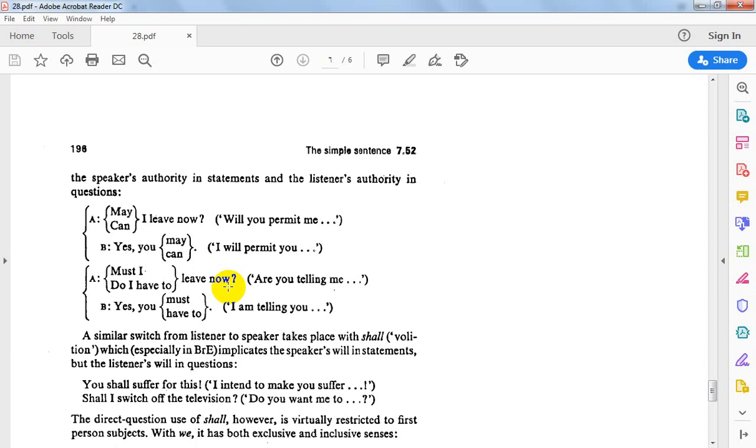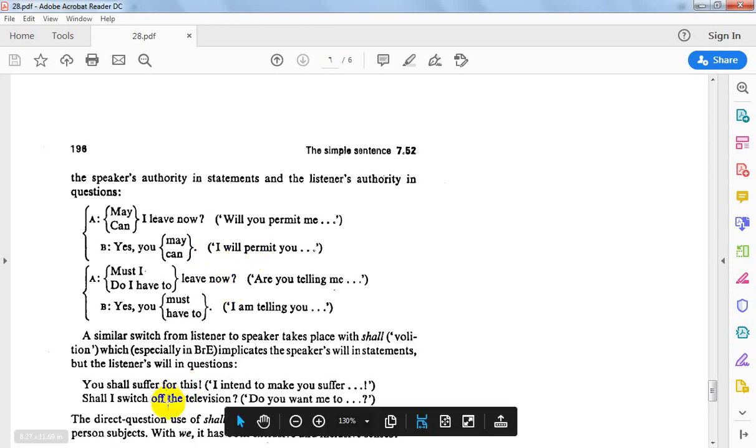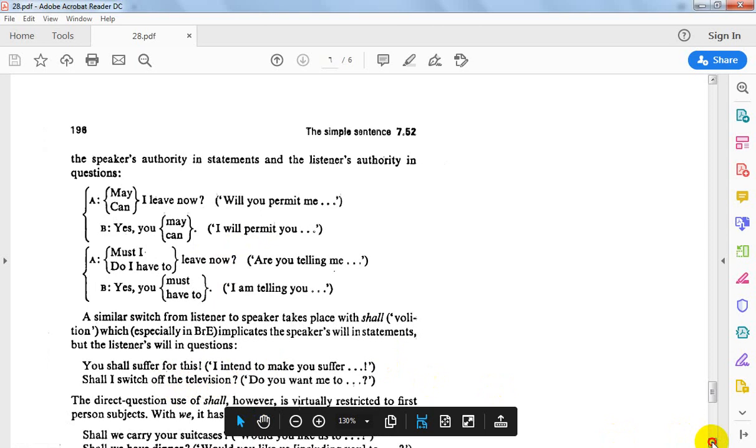Okay? It is as if, in a statement, yes, you shall suffer for this. You shall suffer for this. What do I have now? It is a statement. So the authority is to the speaker. The same speaker, you shall suffer for this. It is as if I have the authority, it is my will. Shall I switch off the television? Shall I switch off the television? Now it is a question, so it is the listener's will.